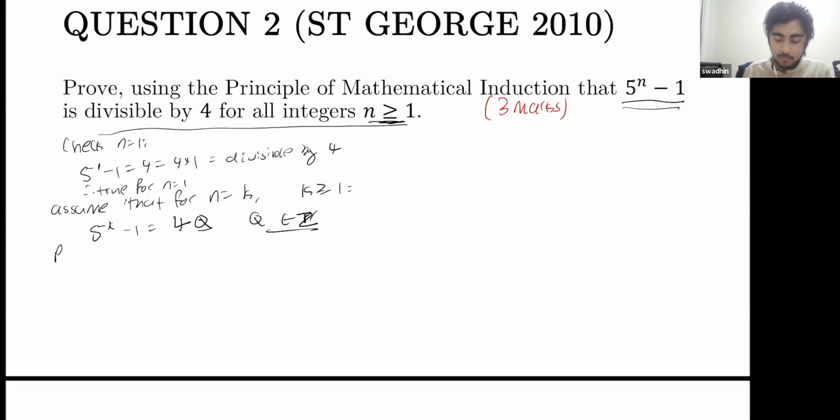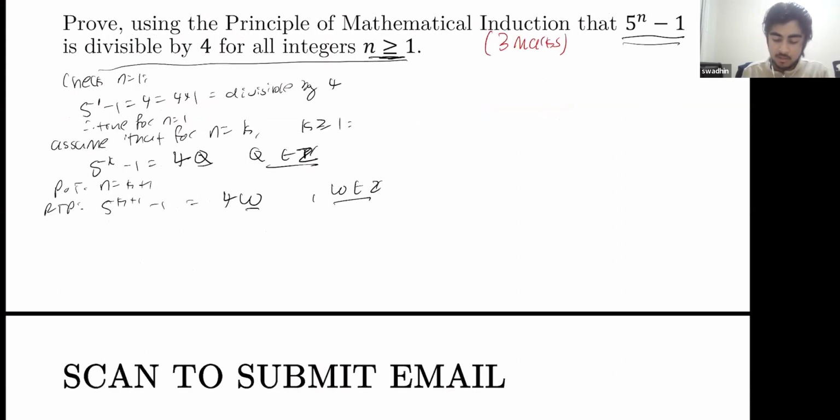All right, now we want to prove true for n is equal to k plus 1. So RTP, 5^(k+1) minus 1 is equal to 4w, where w is an integer. Q and w are just arbitrary numbers. They don't equal to anything. They can be any integers. But more importantly, we want to use our assumption to prove this part.